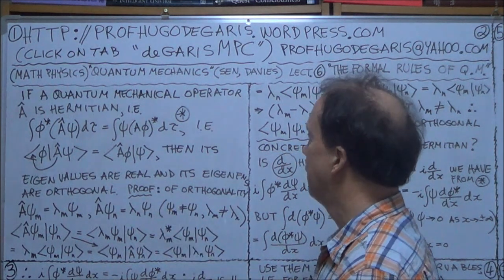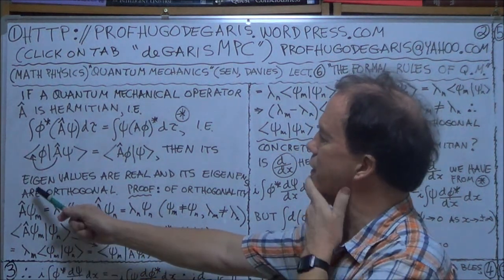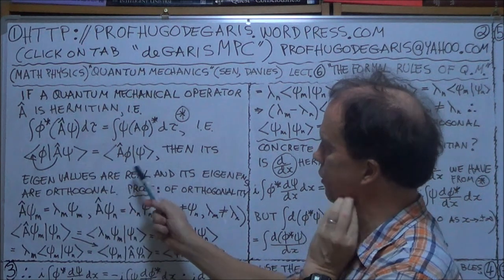Okay. All right. So at the end of the previous session, we proved that the eigenvalues are real.